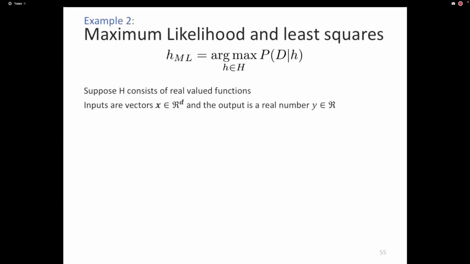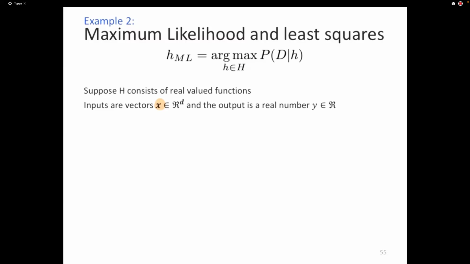Specifically, in this case, let's say that we have d-dimensional inputs. These are inputs x that are vectors with d features. And the output is a real number. By that I mean we have a regression problem that maps d dimensions to a single real number. So the hypothesis space consists of all possible functions that can take you from inputs that are d-dimensional to real numbers.